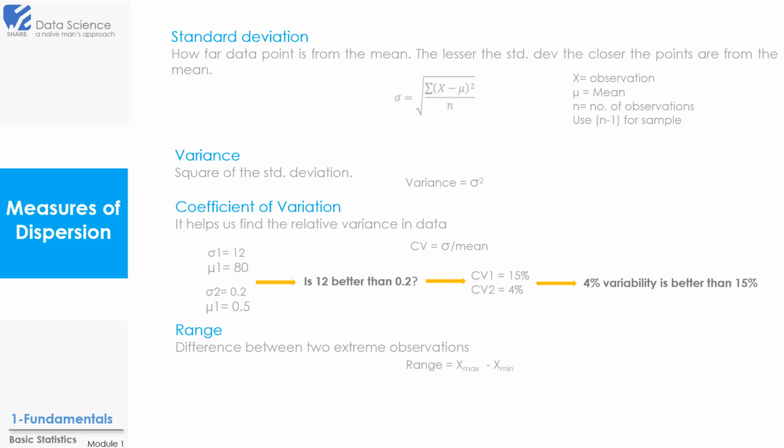After this, we have range. Range is nothing but a difference between two extreme observations, and it is given by the formula xmax minus xmin. Lastly, we have interquartile deviation, which is given by this formula: 1 by 2 into Q3 (quartile 3) minus Q1 (quartile 1). Now Q3 minus Q1 is also called an interquartile range. So these were the measures of dispersion. Now we'll move on to the next topic.